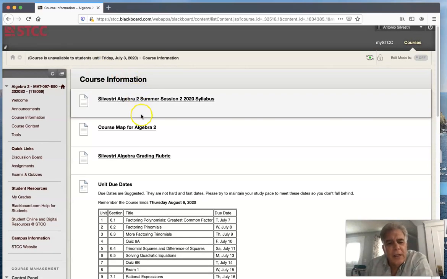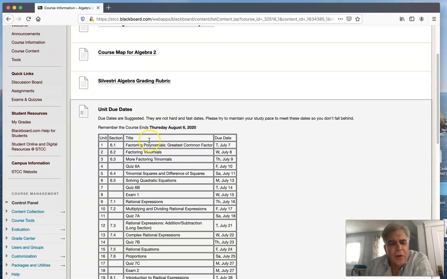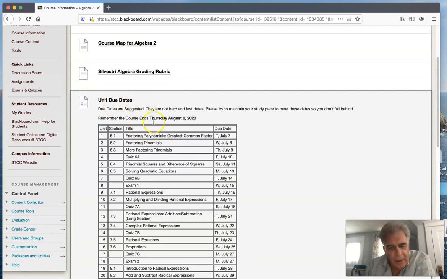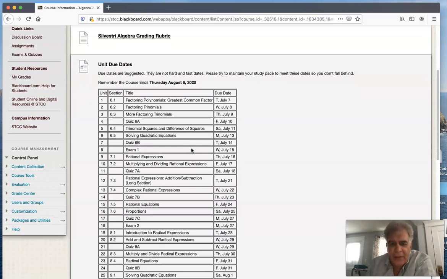You see the syllabus here. There's a couple of other links I'll let you take a look at. I'm not going to discuss them, but there's also a unit due date that you should adhere to. Okay, it's very easy to blow off math and not do it for a couple or three days, and then all of a sudden you're way behind.